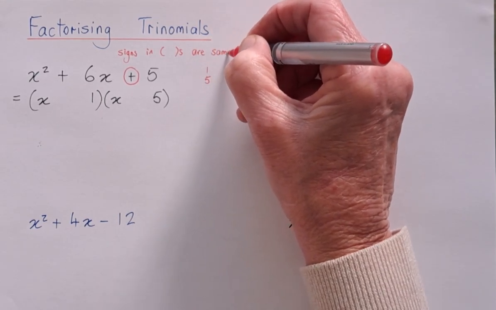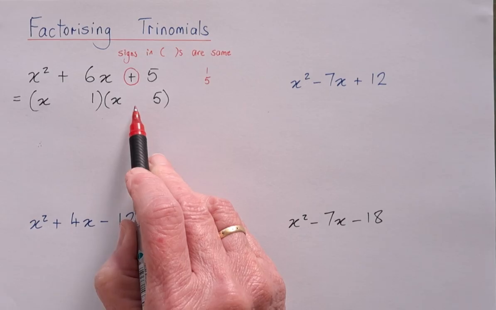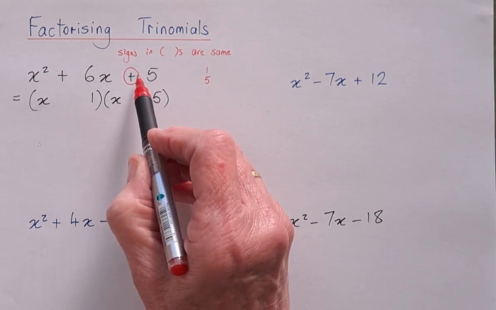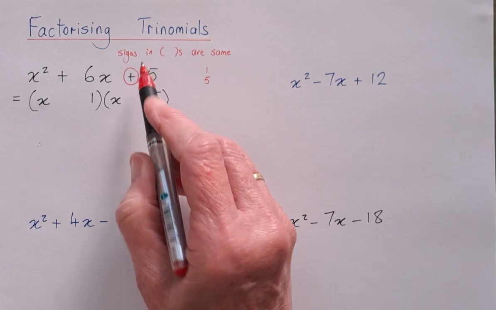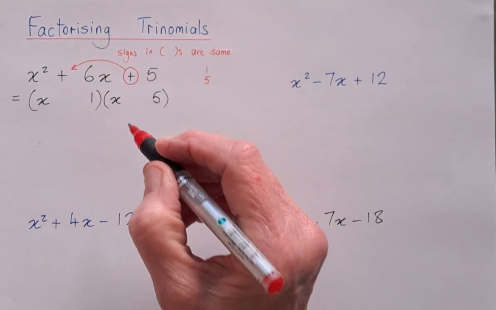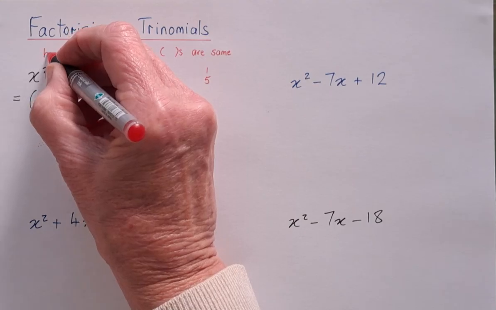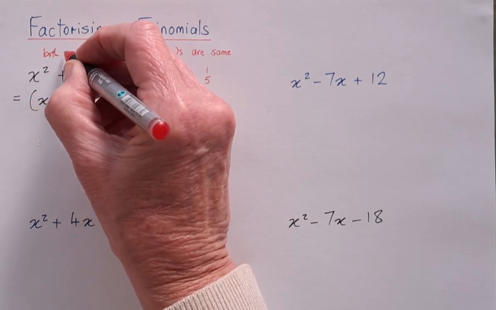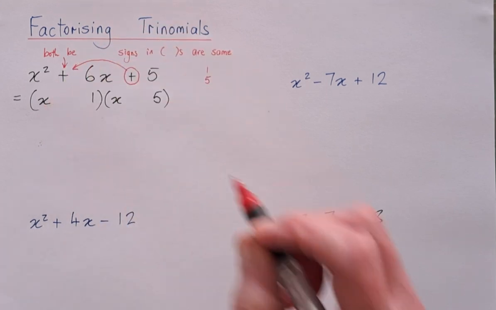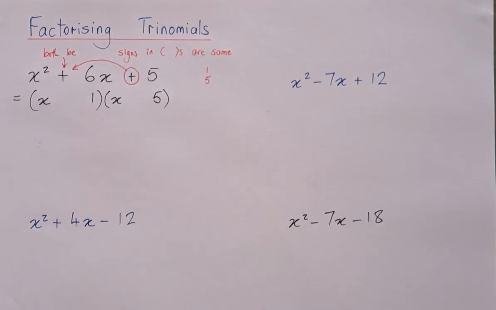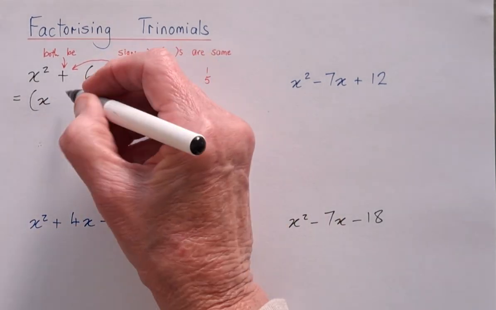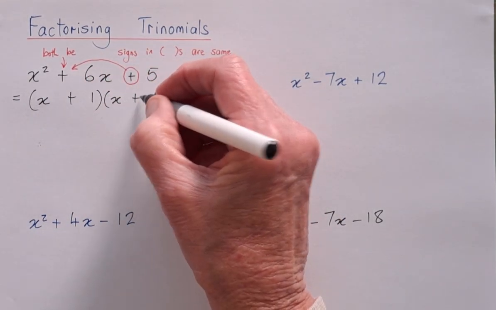In other words, in these two brackets that we're generating, both the signs are going to be the same. Once you've looked at that second sign to ascertain that, you're then going to look at the first sign, and we'll see that they're both going to be that sign, which means that the signs in my brackets are the same and they're both positive. So now I can just put in my signs.